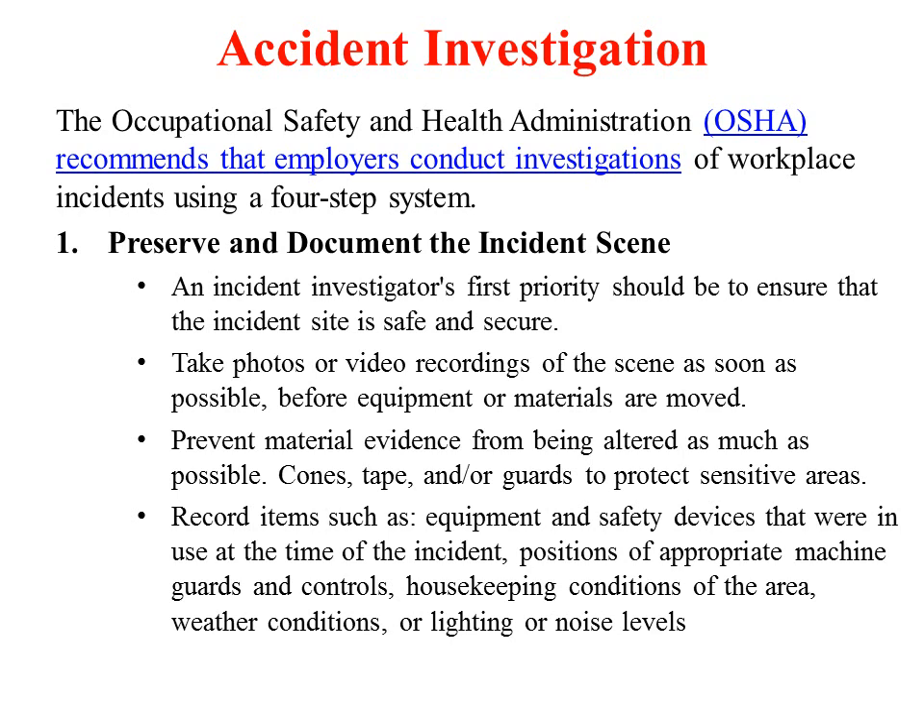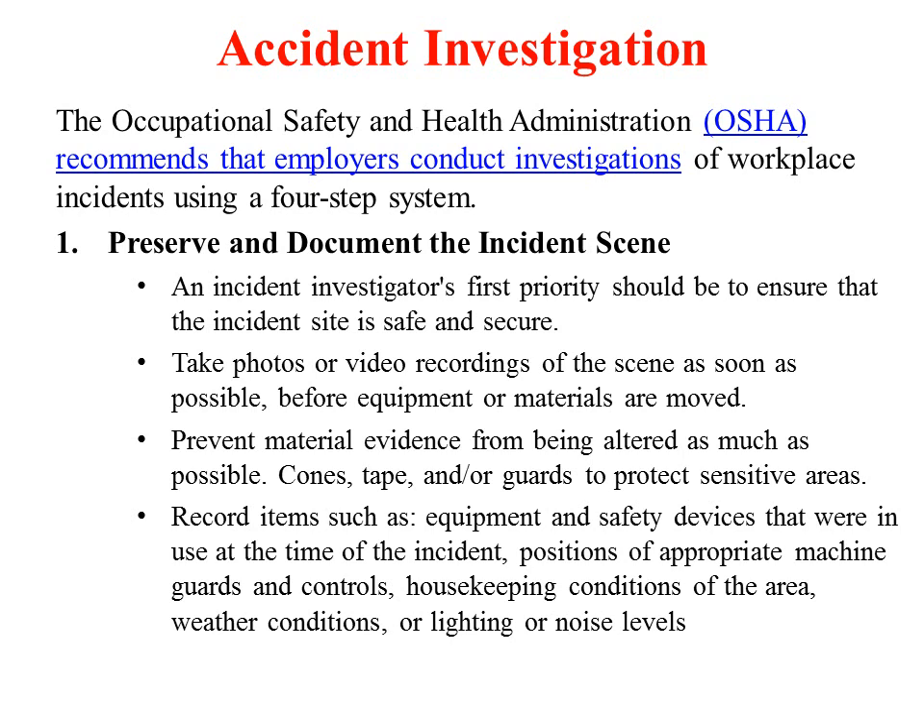According to OSHA, that is the Occupational Safety and Health Administration, there is usually a four-step method which any investigator who investigates an accident follows. The first step is to preserve and document the incident scene. Whenever an investigator starts investigating an accident in an industry, his first priority should be to ensure that the place where the accident has taken place is safe and secure. That can be done by putting a tape around the accident site and so on.